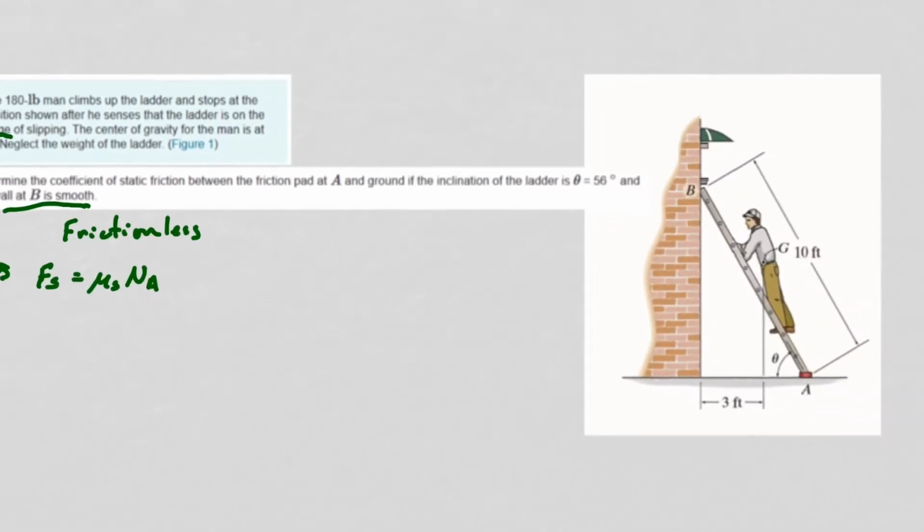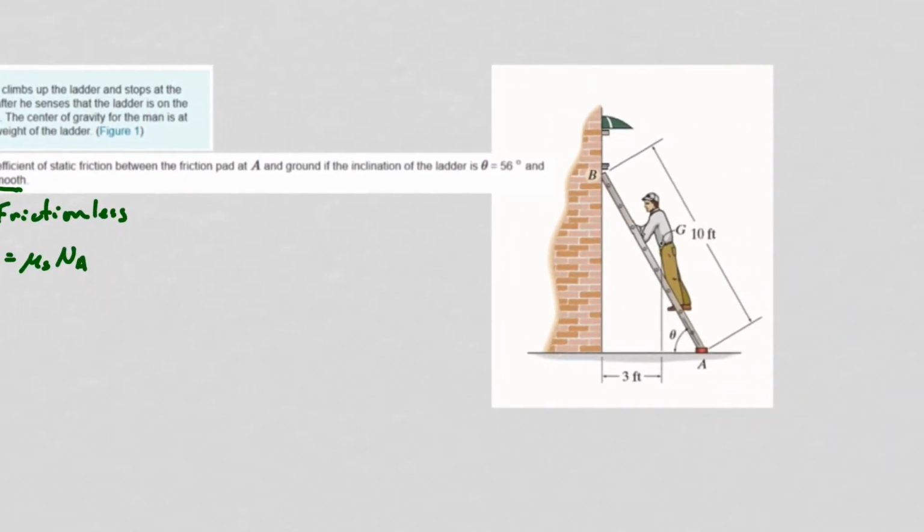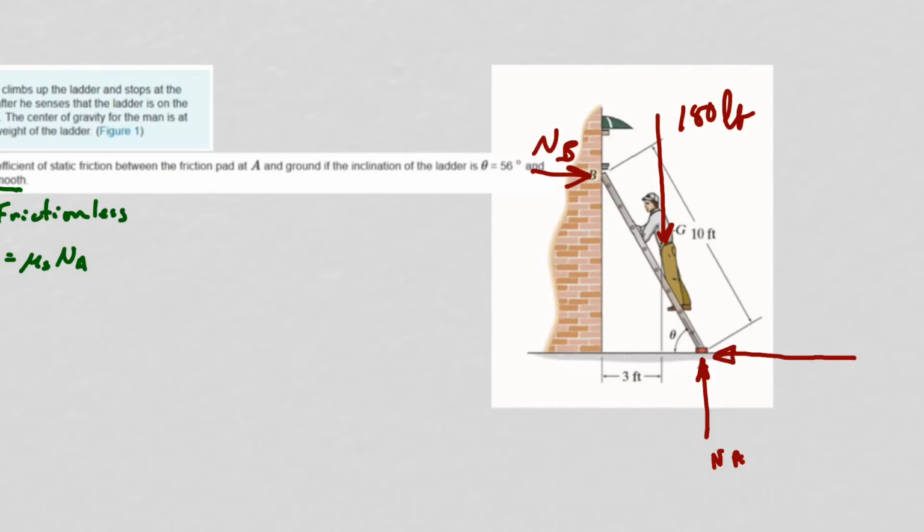Knowing this, the question is, how do we solve this problem? We need to look at our free body diagram. It states that the man is 180 pounds, so we'll write that in here. We have a normal force at B. There is no frictional force. So this is NB. We have another normal force at A, NA. And we have our frictional force. And the frictional force is always in the direction opposite to the movement. It wants to resist the movement. So this is our Fs. And that, again, is equal to, because it's on the verge of slipping, mu S, our static coefficient of friction times NA.